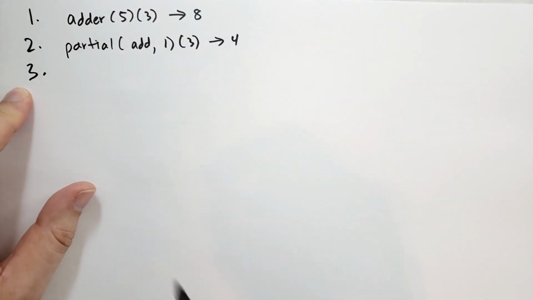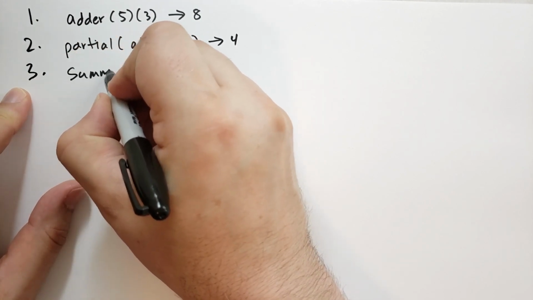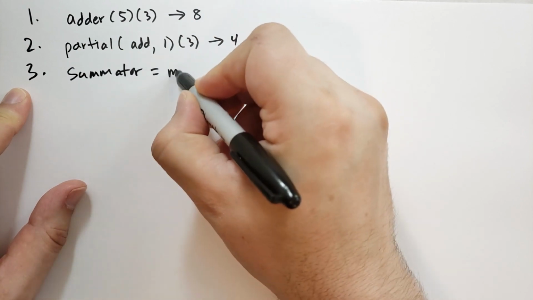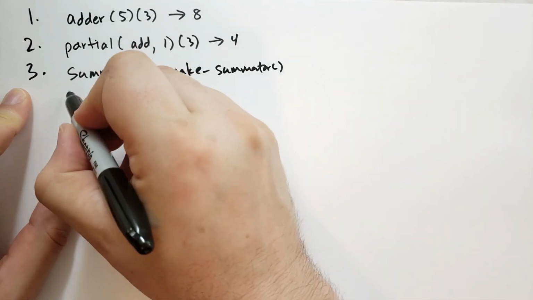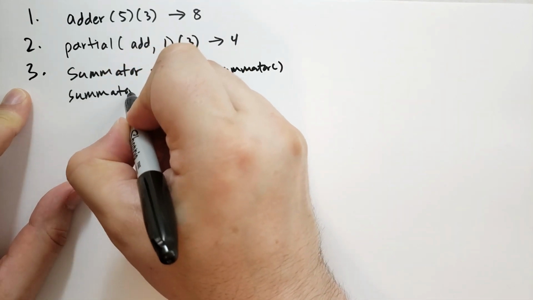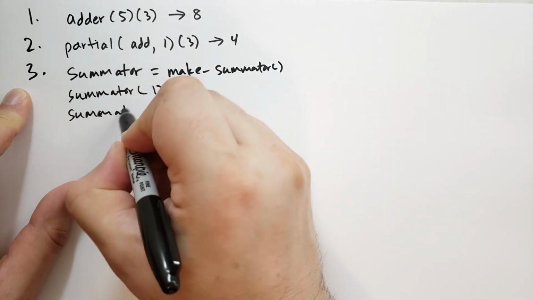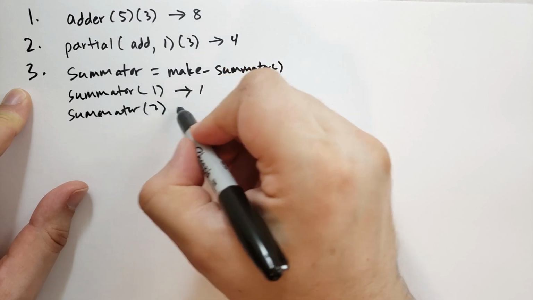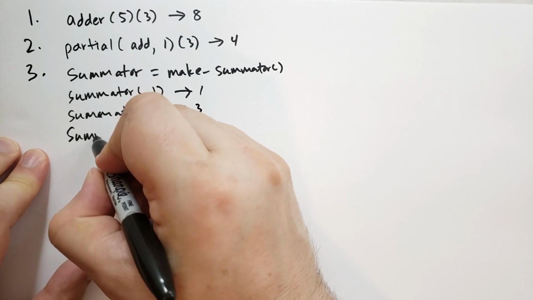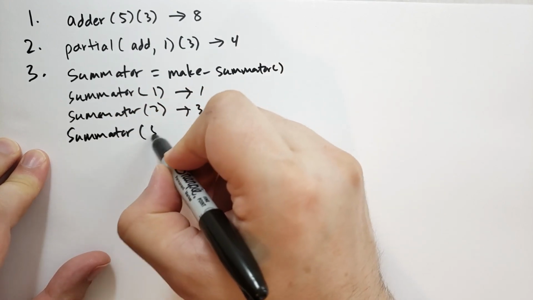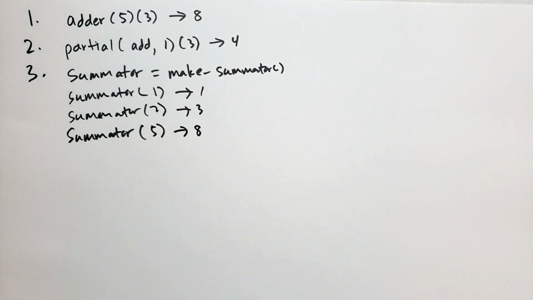Number 3, this one's pretty complicated. Let me show you how the code works. So we're going to have a summator. That's the result of a function you're going to write called make summator. And then when you call summator with 1, that's going to give you 1. And then if you call it with another number, like let's say 2, it's going to add the previous result 1 plus 2 and give you 3. And then when you call it again, let's say with 5, it's going to take 3 plus 5 and give you 8. Okay, that should be an interesting challenge.